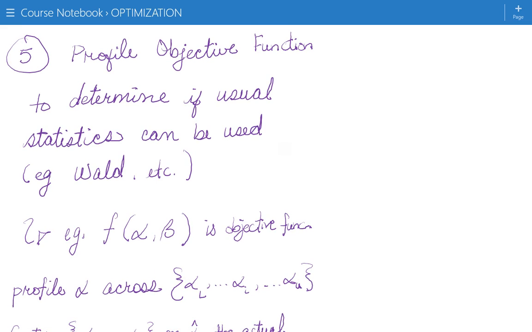Another thing to look at is to profile the objective function and determine if it is reasonably quadratic towards its optimum. This is going to help you understand whether or not you can use the statistics such as the Wald statistic, which presumes that it is in fact quadratic.